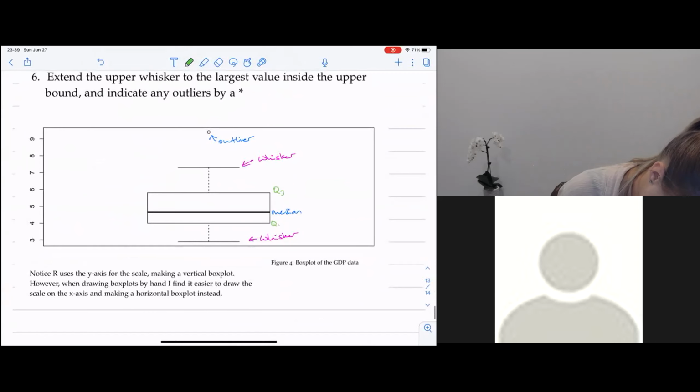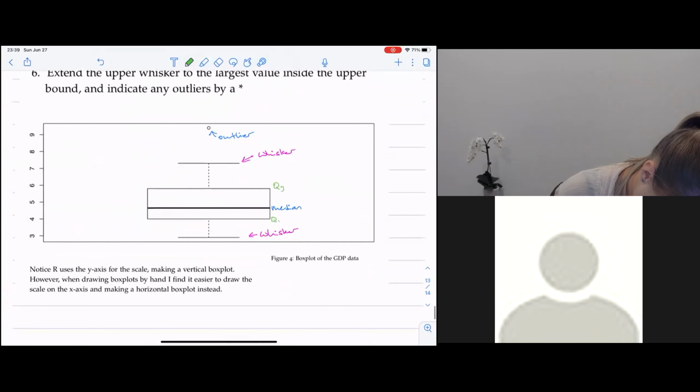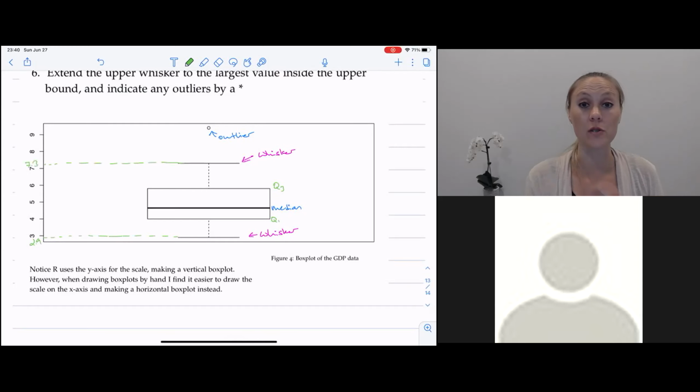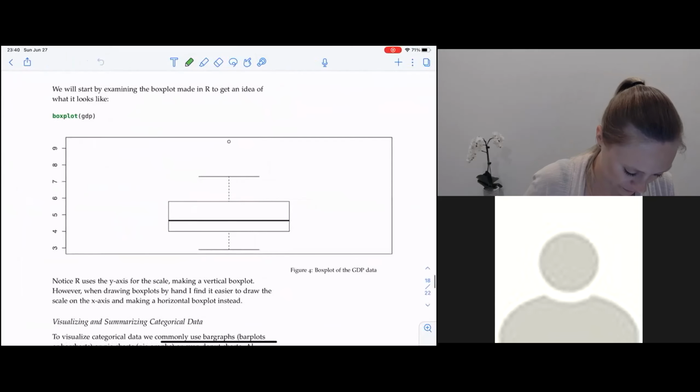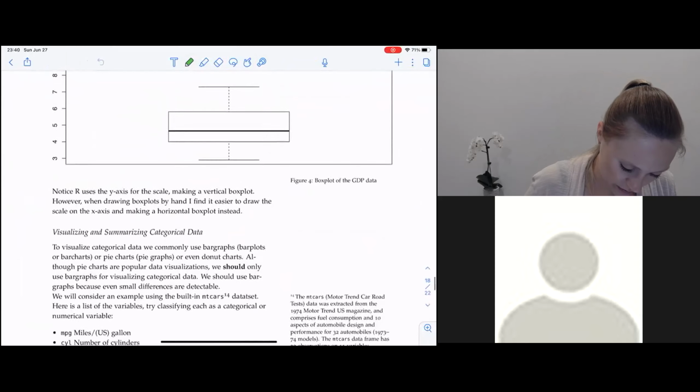So here, 2.9, and this whisker should be at 7.3, right? Because those are actual data points from our data set. Okay.